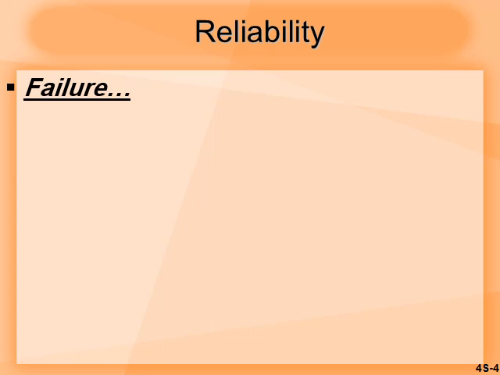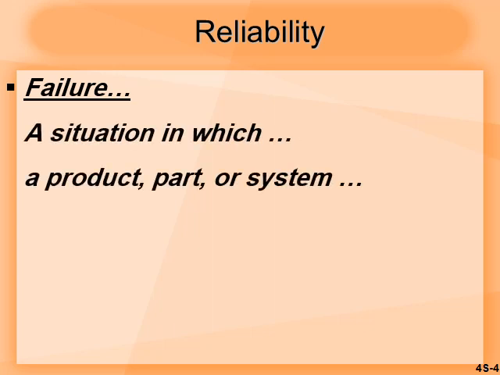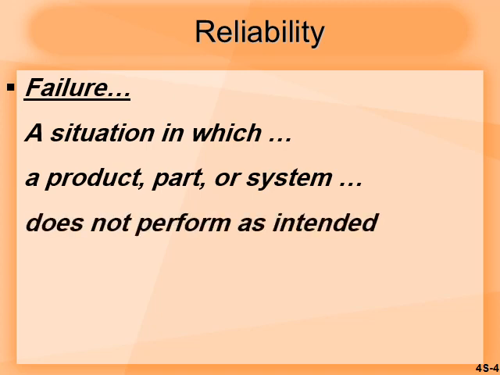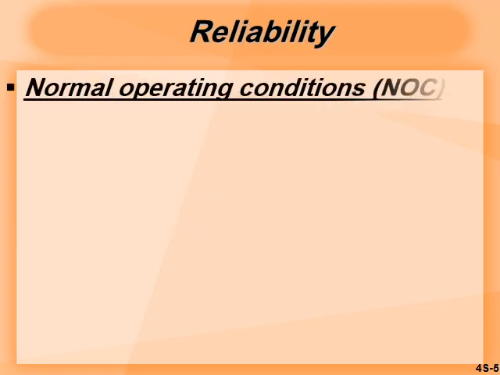So what if the product does not perform successfully? This means it fails. So the meaning of failure is a situation in which a product, part, or system does not perform as intended. So we have two cases for a product to perform: either to perform as intended or planned, or not to perform as intended. So either we have a success in performance or a failure in performing.